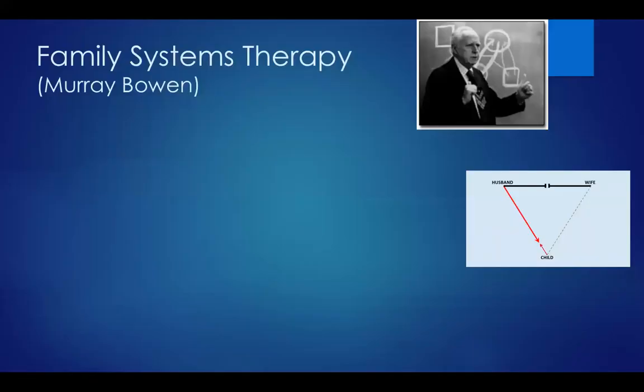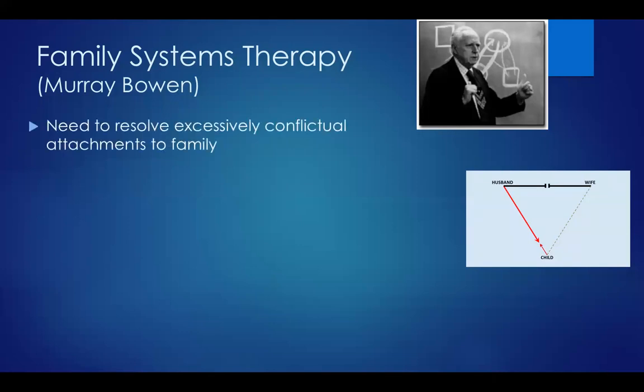All right, so a few more concepts related to family systems therapy. Bowen believed that we need to resolve conflictual attachments to our families. When we have conflicts, he believed that we would pass these on to our new families as we get married and so on. And so we really need to work through these conflictual attachments. And a few of the things that were already mentioned that I want to go into a little more depth on are triangulation and differentiation.